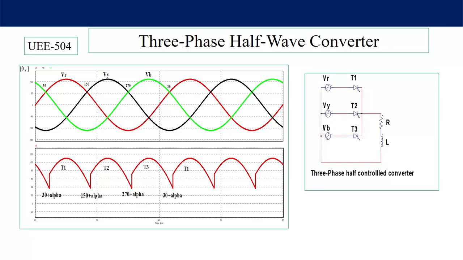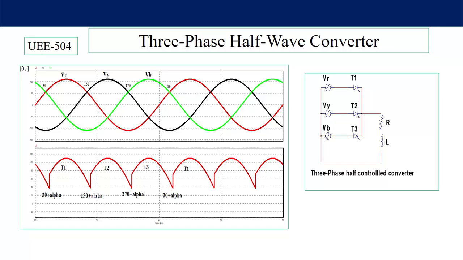till the next firing pulse is given to thyristor number 2, and it is at 150 plus alpha. Likewise, T2 will continue till 270 plus alpha, and T3 is fired at 270 plus alpha. So the current shifted from T2 to T3 at 270 plus alpha, and this T3 will continue from 270 plus alpha to 390 plus alpha. So here also you can see that we have got three output voltage pulses. So it is a three-phase, three-pulse half-wave converter with RL load.